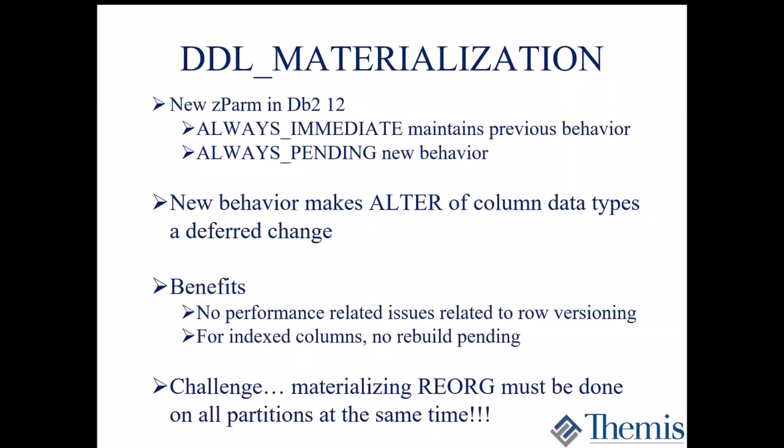when you're choosing the value of the ZPARM. If you set it to always immediate and you do an alter on a non-indexed column, you're going to go into AREO asterisk, but then you can do those reorgs at the partition level one at a time if you want. And as you reorg them, the affected partition will come out of the advisory reorg asterisk status. So that to me is kind of a big deal, right?